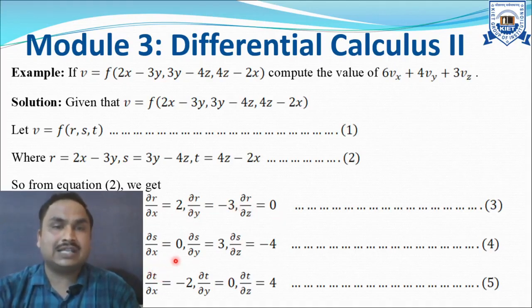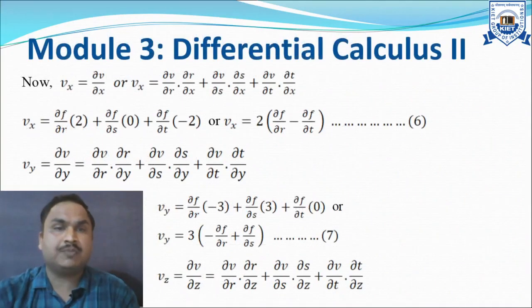∂s/∂x equals 0, ∂s/∂y equals 3, ∂s/∂z equals minus 4, and ∂t/∂x equals minus 2, ∂t/∂y equals 0, ∂t/∂z equals 4. Now, since v is a function of 3 variables r, s, t, where r, s and t each are functions of x, y, z, so v will be a composite function in 3 variables x, y, z.